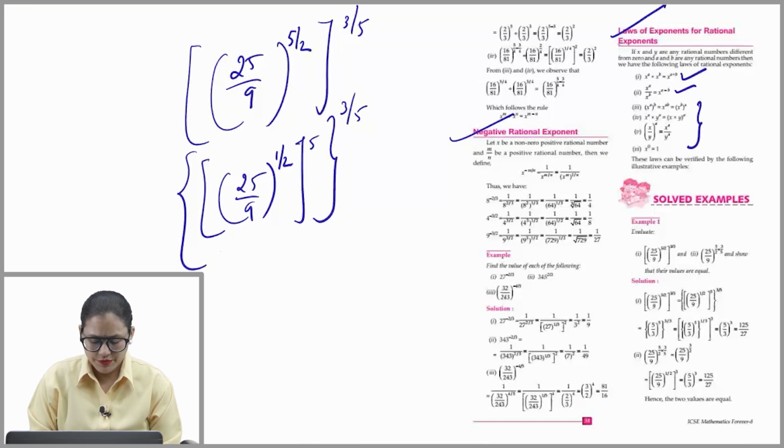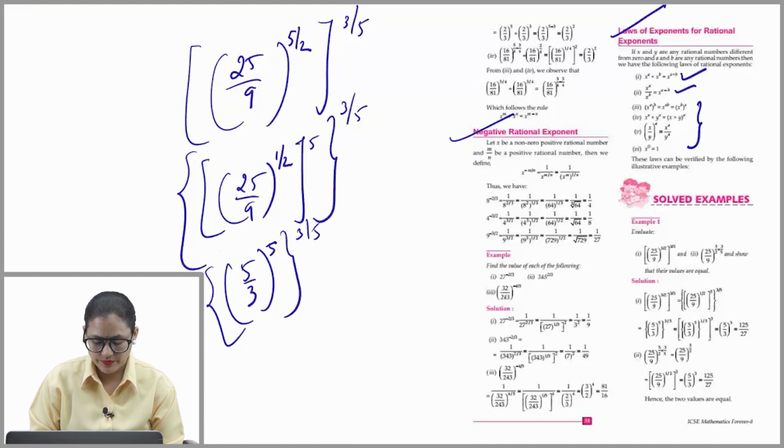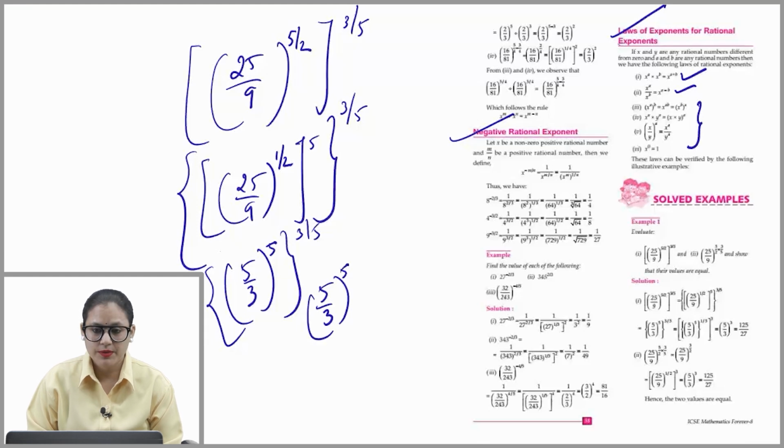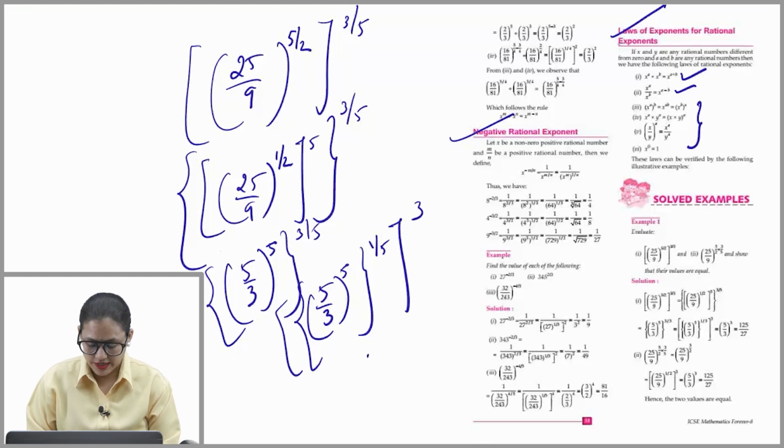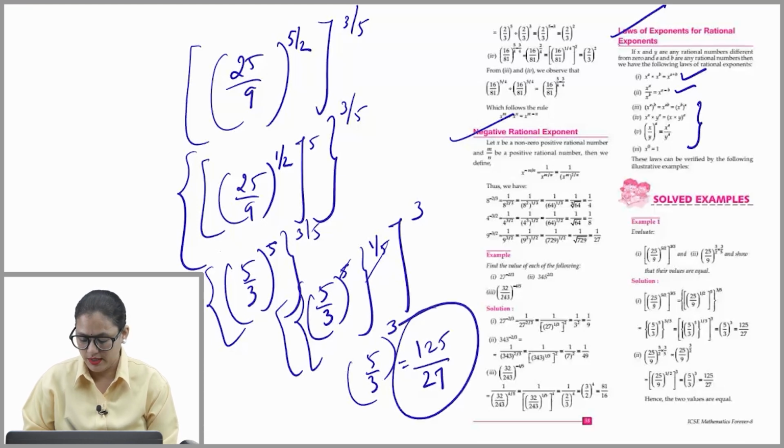Okay, 5 by 3 we will write it as raised to the power 5, then 3 by 5, and then (5/3)^5, 1 by 5 and 3. Okay, now 5 by 3 raised to the power, this will cancel. Okay, 3. So 5 raised to the power 3 is 5 into 5 into 5, that is 125. 3 into 3 into 3 is 27. So this is the answer.